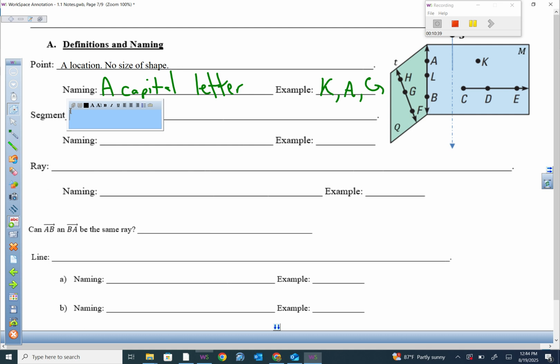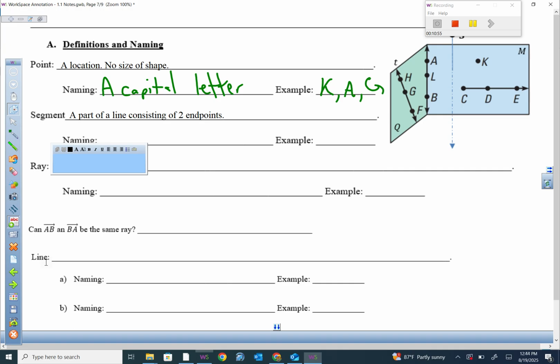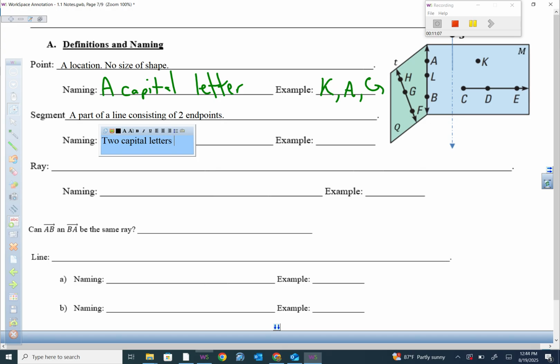All right, let's talk about a segment. A segment is a part of a line consisting of two endpoints. Okay, so it doesn't go on forever. It has to have an endpoint. How do we name a segment? We kind of talked about this. It is two capital letters, which are the endpoints.